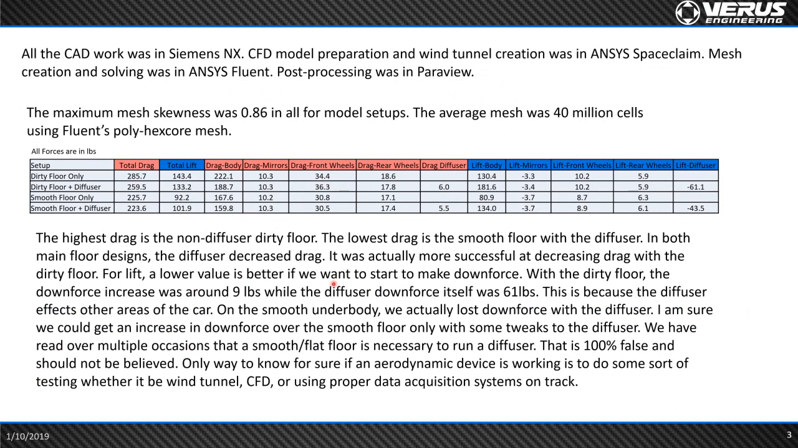And this is the actual data. So we used ANSYS Fluent as the solver. Also, the mesh was created in Fluent itself, and the post-processing was done in ParaView. Just off quality of the mesh, we have a max skewness of 0.86, which is pretty good, definitely for a geometry of this complexity. The average mesh was around 40 million cells, and we used Fluent's polyhex core mesh. And this is the data. We'll come back to the data after we go over some of the slides.